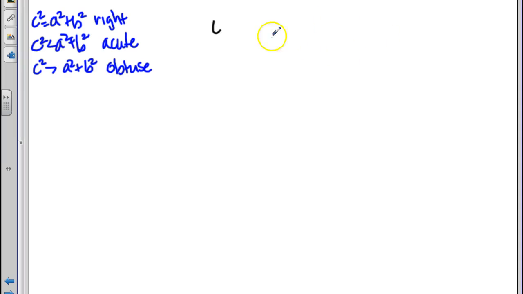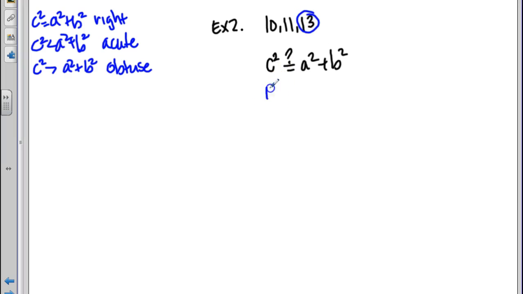This is not example 1, it's example 2. All right, so side lengths 10, 11, and 13. All right, so we are going to plug this into c squared. We don't know if it's equal or not, equals a squared plus b squared. This is a little check, right? So longest side is going here. So 13 squared equals, and it doesn't matter on the other two, 10 squared plus 11 squared, and we're trying to figure out if these are equal.